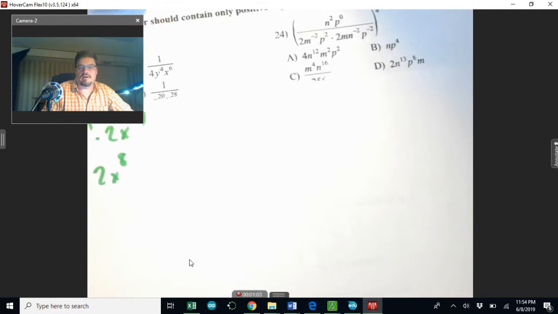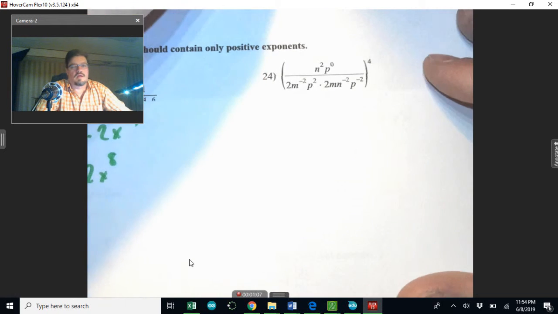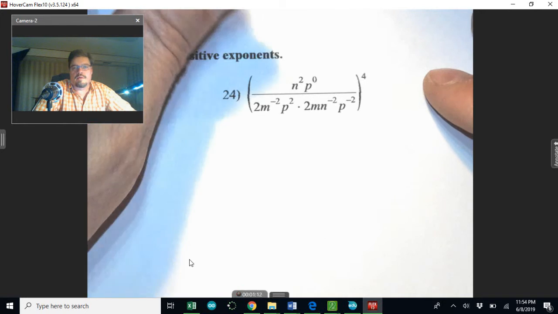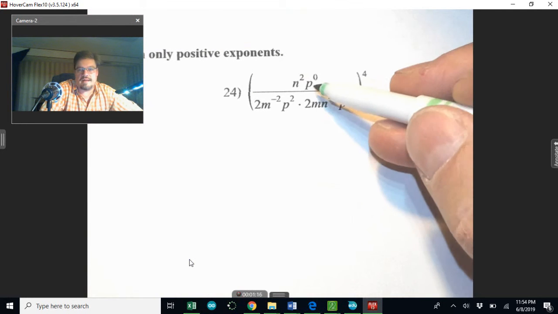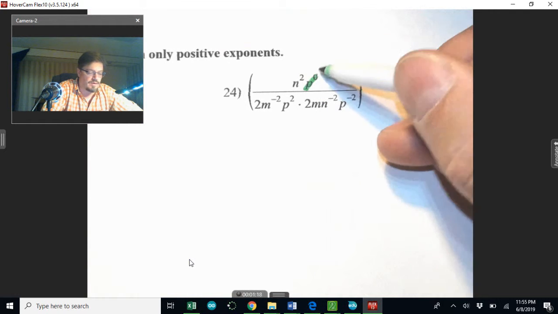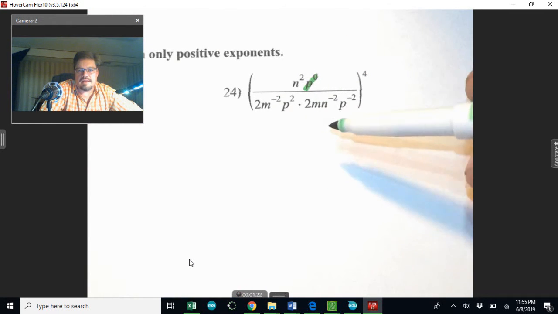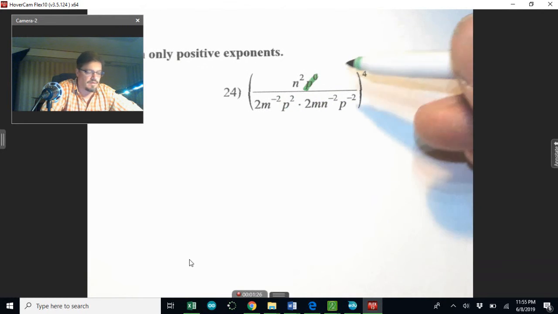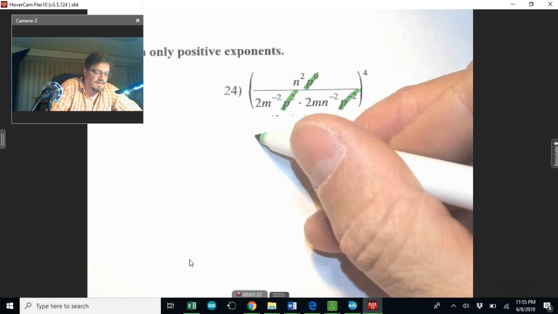All right, but over here it's a little bit more complicated, but what we want to do is cross out what we can here. Now, up at the top, p to the 0 power is just 1, so I'm going to get rid of them. And down below, I see that I have a p squared and a p to the negative 2. If I added those together, those become 0, so that's gone. So now it looks like I have something a little simpler.